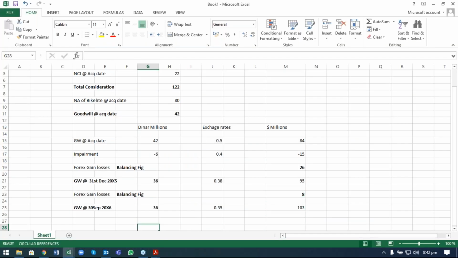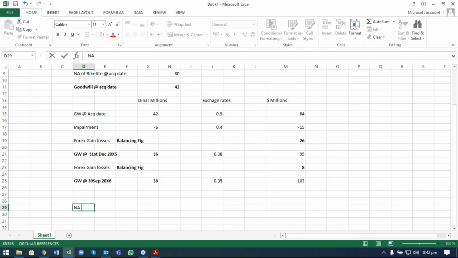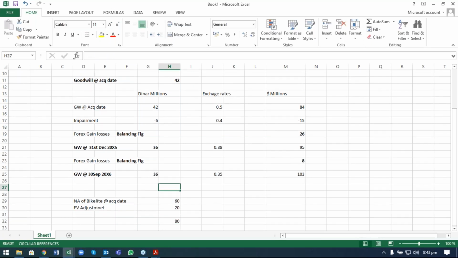So I'll be looking into the net assets of the subsidiary at the acquisition date of Backlight. Net assets of Backlight at acquisition date. What is the total value? So total value is given as, I believe, 60 million, right? And you have to make a fair value adjustment on this acquisition date, which was 20 million. So total value is 80 million dinars. I'm just considering it in dinars, right?